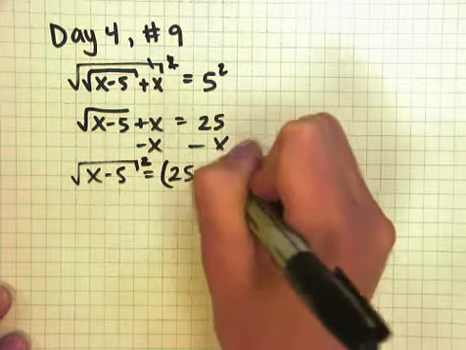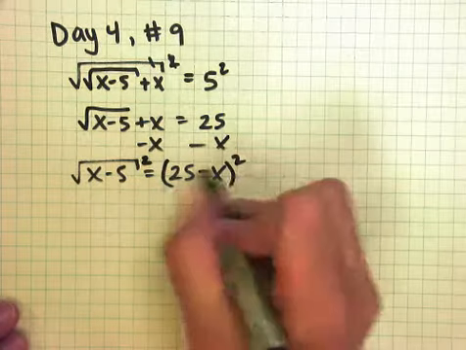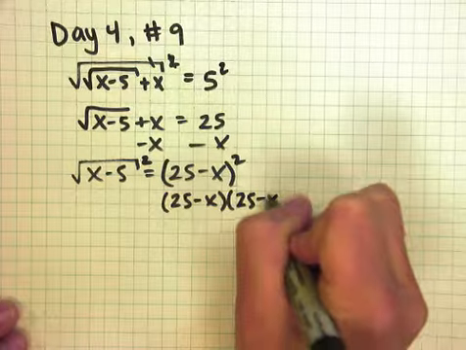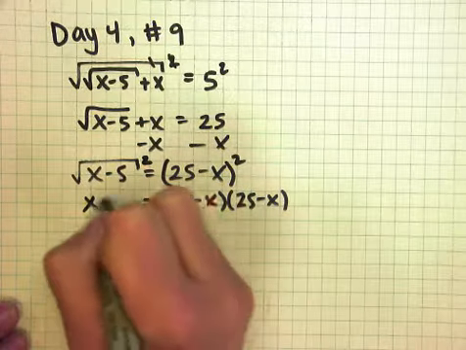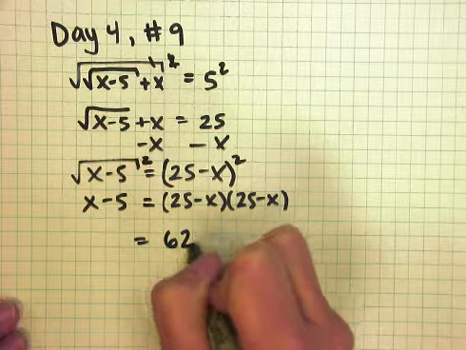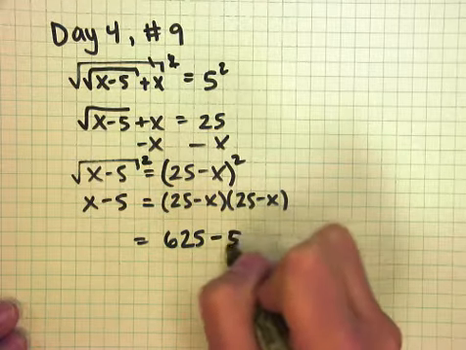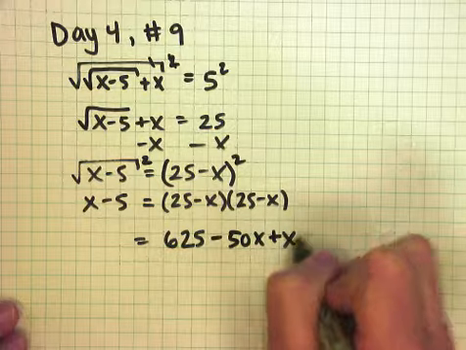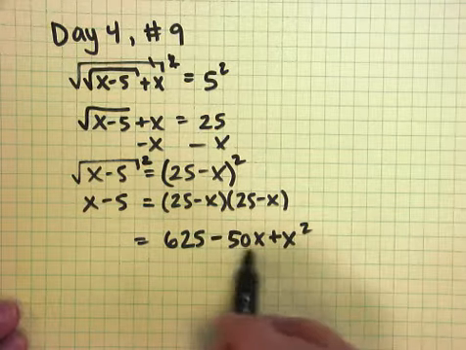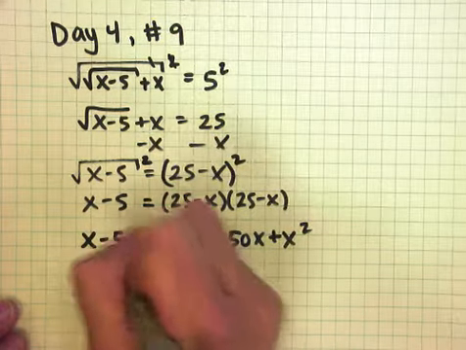Now when we square both sides, we have to be careful and square this binomial. When we square the binomial, we actually have to FOIL 25 minus x times itself. And when we do this, we get 25 times 25, I believe, is 625. We get a 25x and another 25x, which is a negative 50x, and then a positive x squared, because negative x times negative x is x squared. So you get that negative 50x in the middle. You can't just square both terms. And on this side, we still have x minus 5.